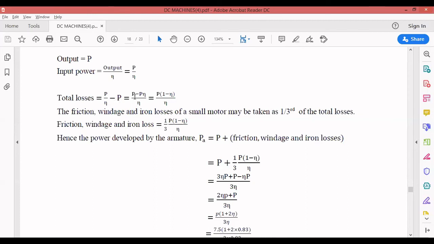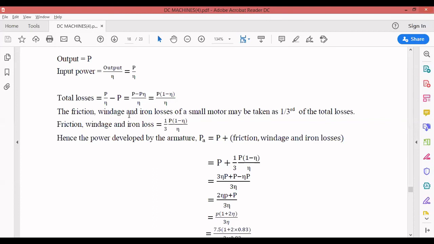Then you take LCM here. P minus P divided by efficiency is equal to what? Then you take P outside. P is equal to (1 minus efficiency, eta) divided by eta. Okay. Total losses is given by what? P into (1 minus eta) divided by efficiency.